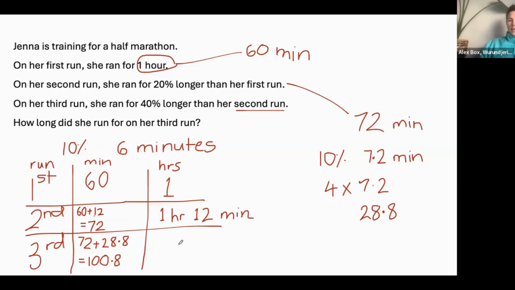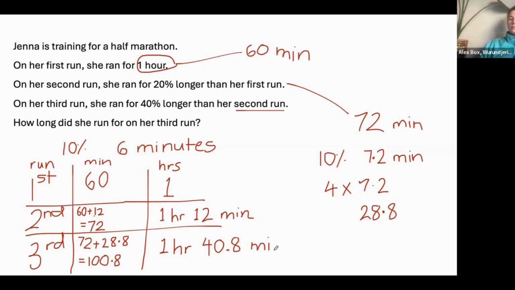And then we have, well, what would 2 hours be? 2 hours would be 60 plus 60, which is 120. So we don't have 2 hours. We've still got 1 hour, but we're going to have more minutes. We're going to have what 60 plus what equals 100? Well, that's 40. And then I suppose we could just go 40.8 minutes.